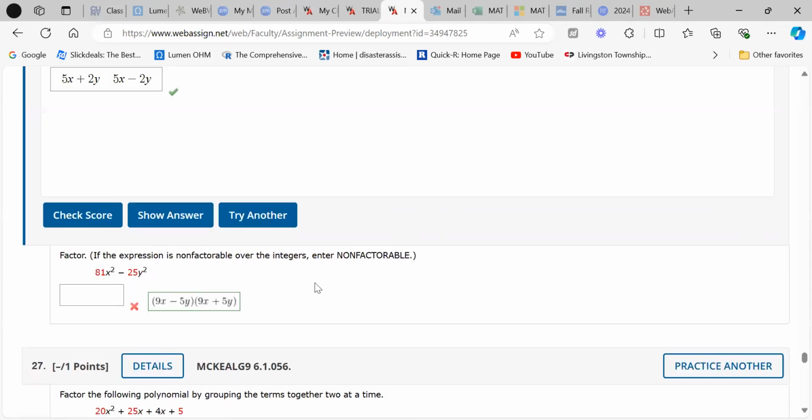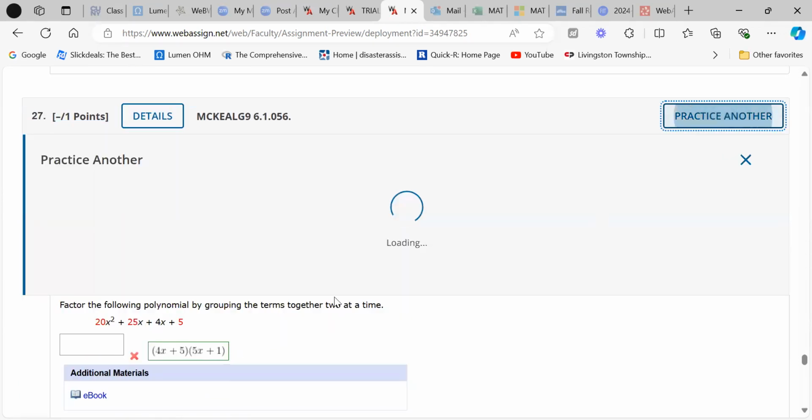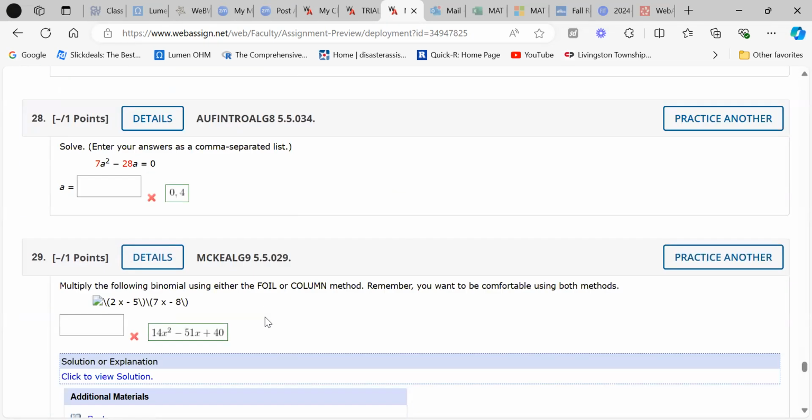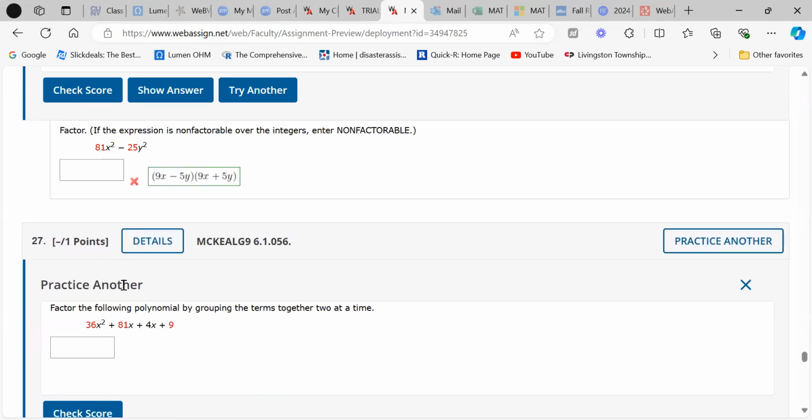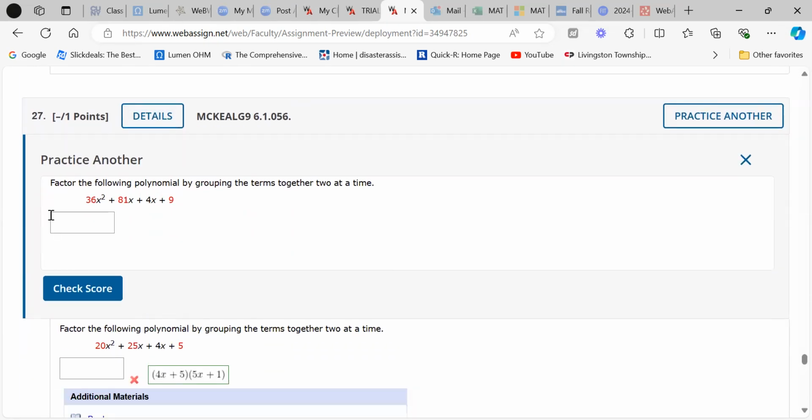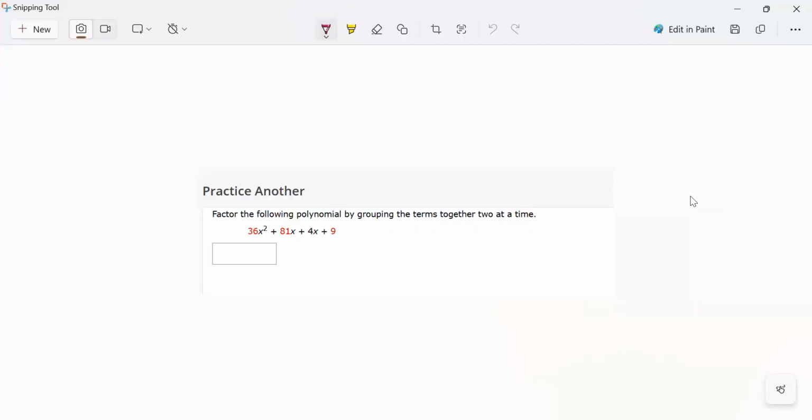Okay, let's look at question 27. This is factor by grouping, like what we did yesterday. So that's four terms, right? So you're going to factor by grouping. Group the first two, group the last two, and factor by GCF for each one.